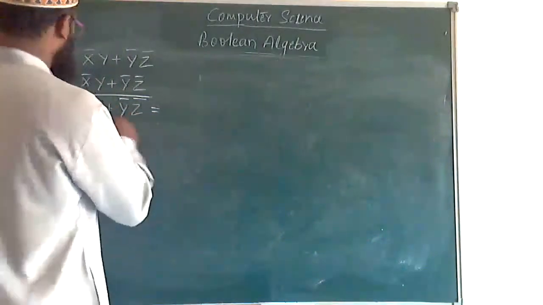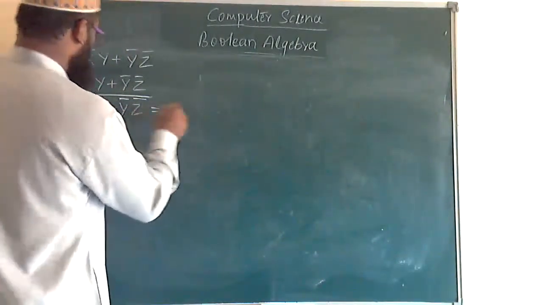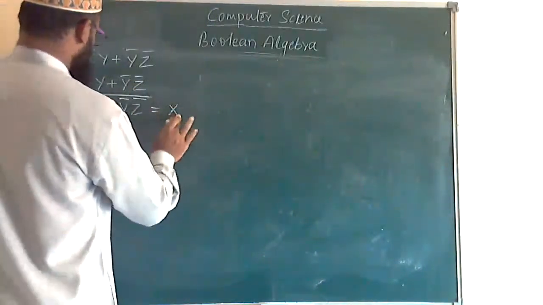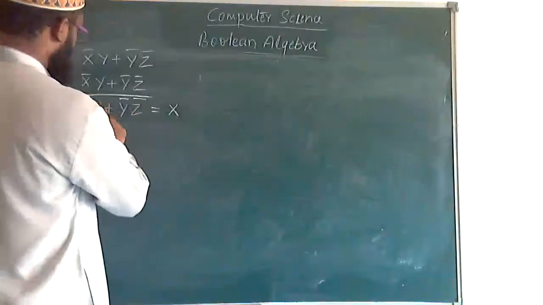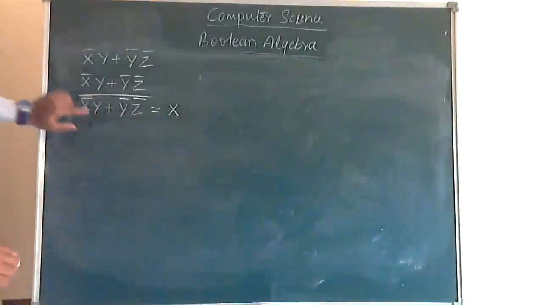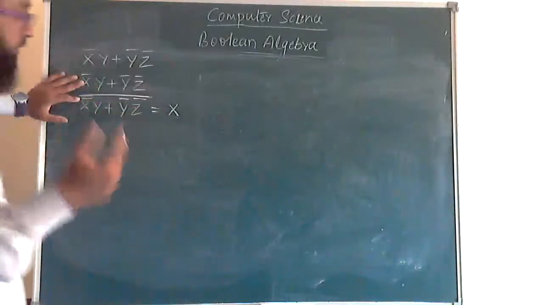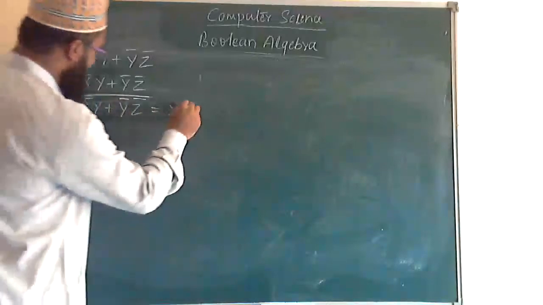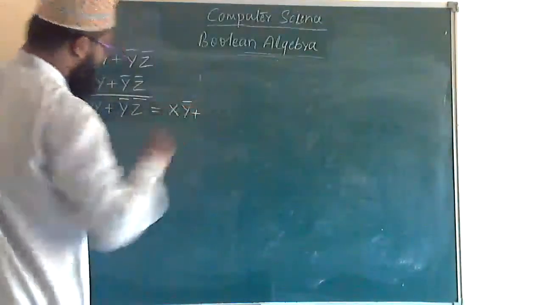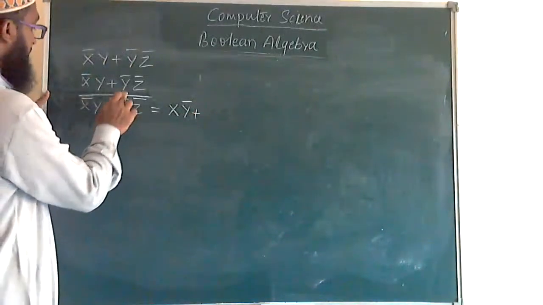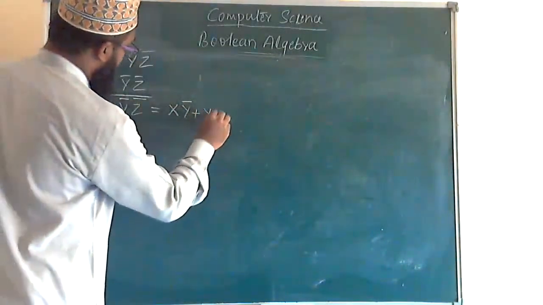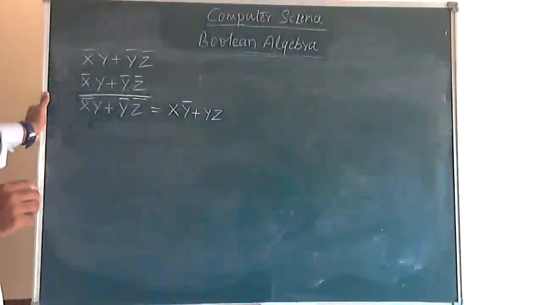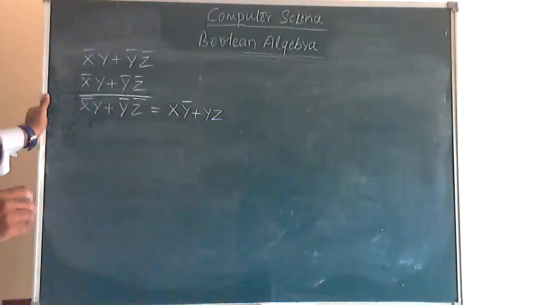We'll do one thing. X double bar is there, write x. See here, x double bar is there, so according to the involution law this will become x. Here y has only one bar, so write down y bar plus, and y double bar is there, it will become y. Then z double bar is there, it will become z. Like this we have to do.